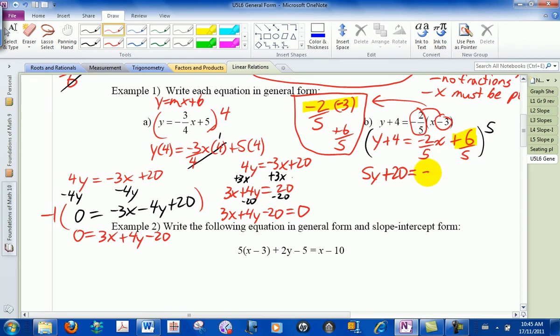Multiplying by 5, the 5's cancel, and you're left with negative 2x plus 6. I'm going to go and show more work now. Okay, so I'm just going to move that down. So it's y times 5 plus 4 times 5 equals negative 2/5 x times 5 plus 6 over 5 times 5, and they cancel out.